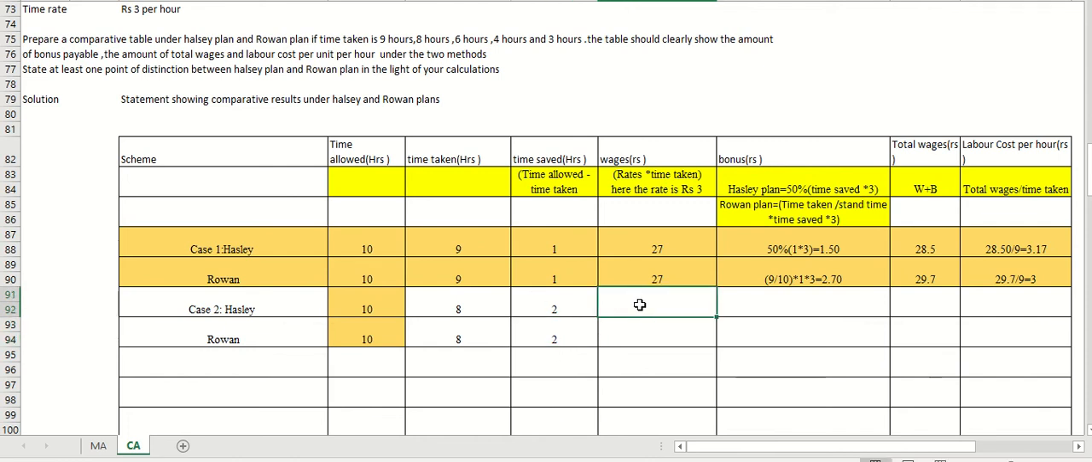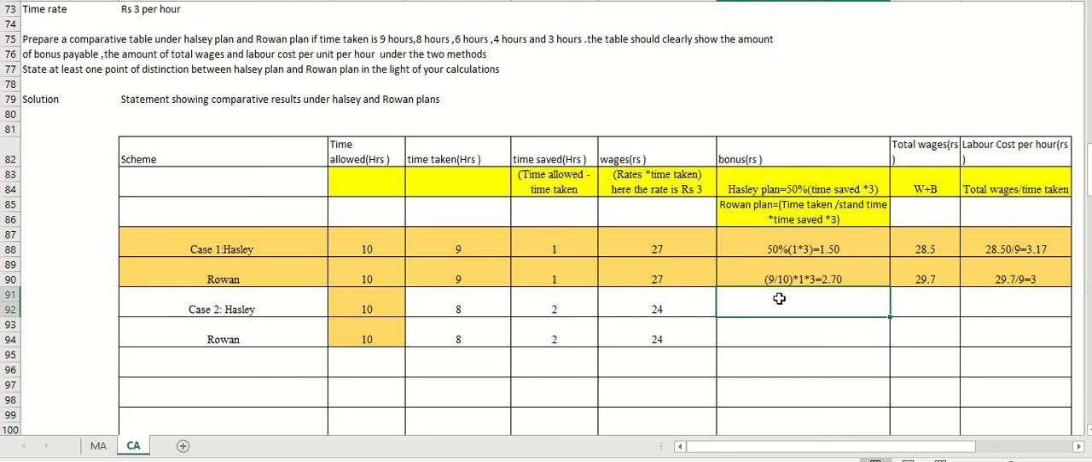So your wages is rate into time taken, 8 into 3 rupees. 8 3s are 24, and 24. So your bonus under the Halsey method is the bonus calculation under the Halsey plan. It is the same calculation, except that here it is 2 into 3, which is 6 into 50%.